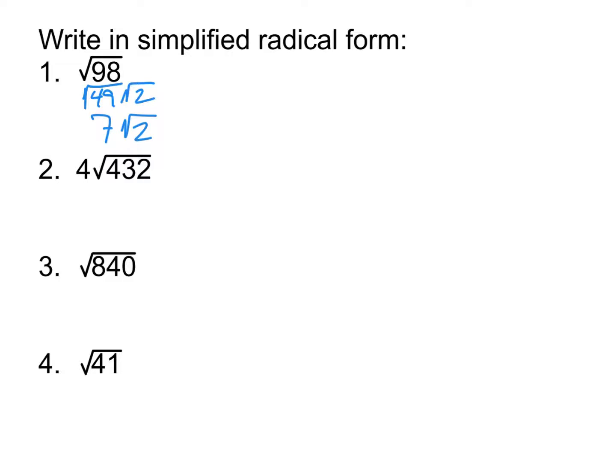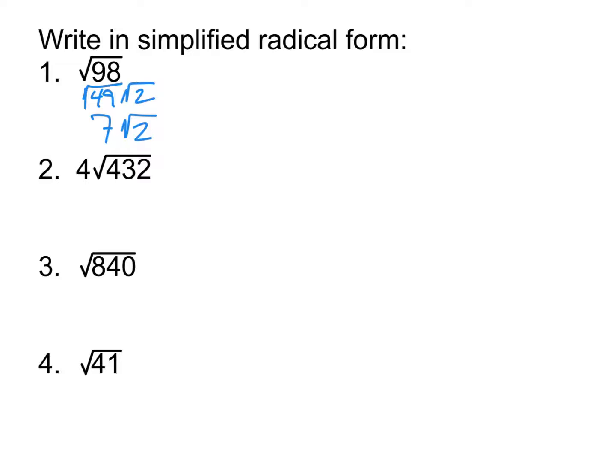So number 2 now. When doing number 2, we need to find the biggest perfect square that goes into 432. So I'm going to go over to my list of perfect squares. The biggest one we wrote down was 225, so I'll start with that. Can we do 432 divided by 225 and get a whole number? No. Okay, then I go to the next number down. 432 divided by 196, decimal. Okay. 432 divided by 169, decimal. Okay, 432 divided by 144.